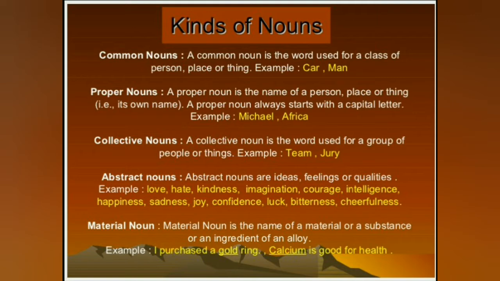Next one, proper nouns. A proper noun is the name of a person, place, or thing. A particular name of a person, place, or thing is called a proper noun. And remember one thing, a proper noun always starts with a capital letter. For example, Michael, Africa. Michael is an example for a proper noun, a particular name of a person. And Africa is also a particular name of a place.